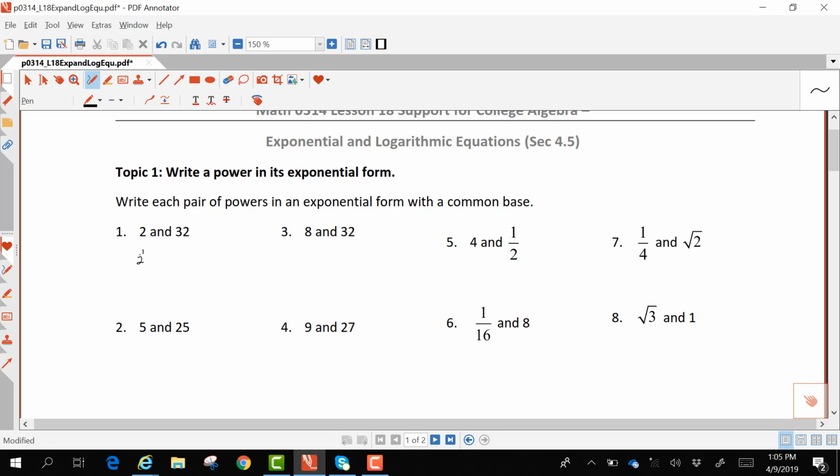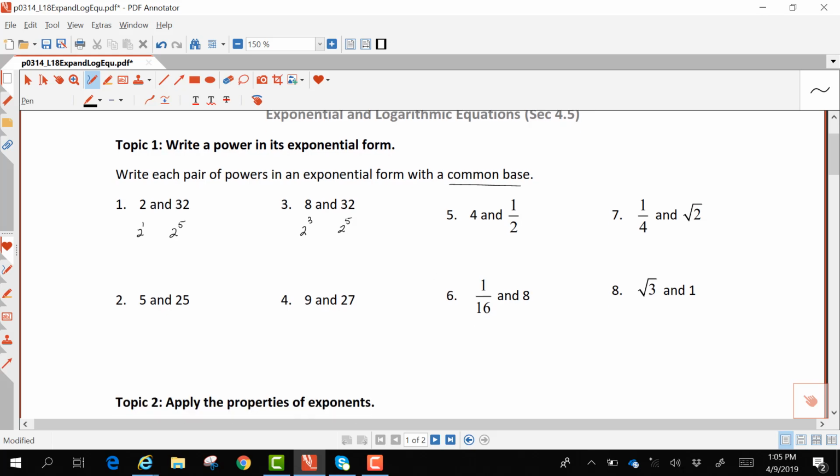Well, 2 is 2 to the power of 1, and 32 can be written as 2 to the power of 5. Looking over at number 3, it's very similar. 8 can be written as 2 cubed, and again 32 is 2 to the power of 5. We're getting a common base of 2 in numbers 1 and 3.